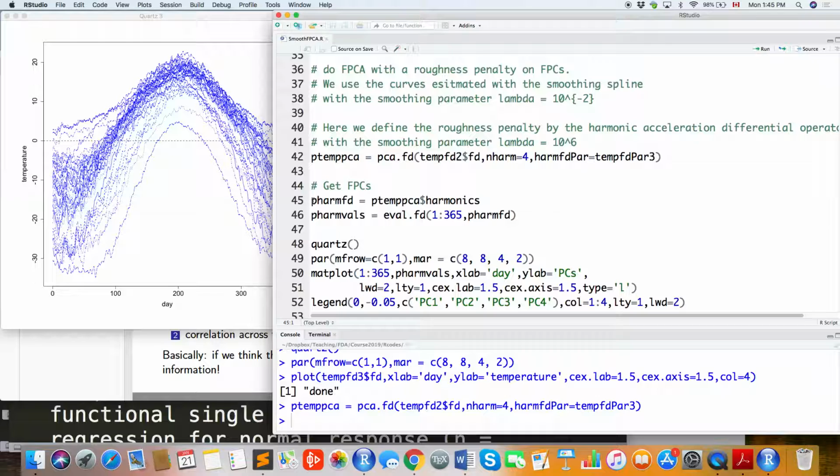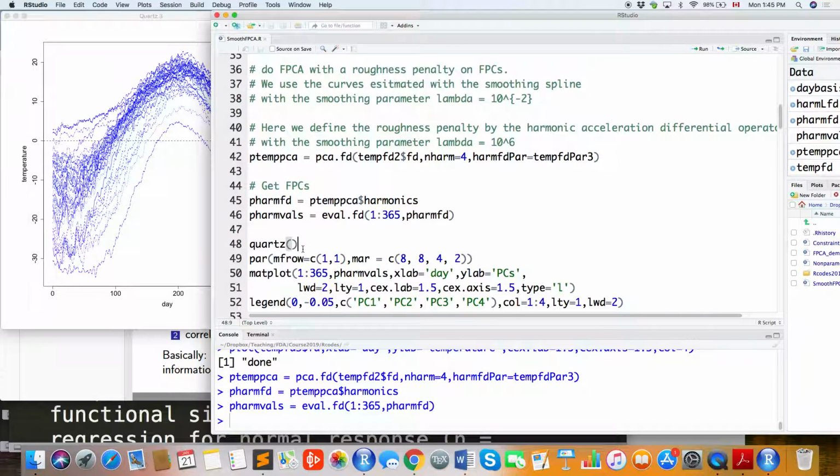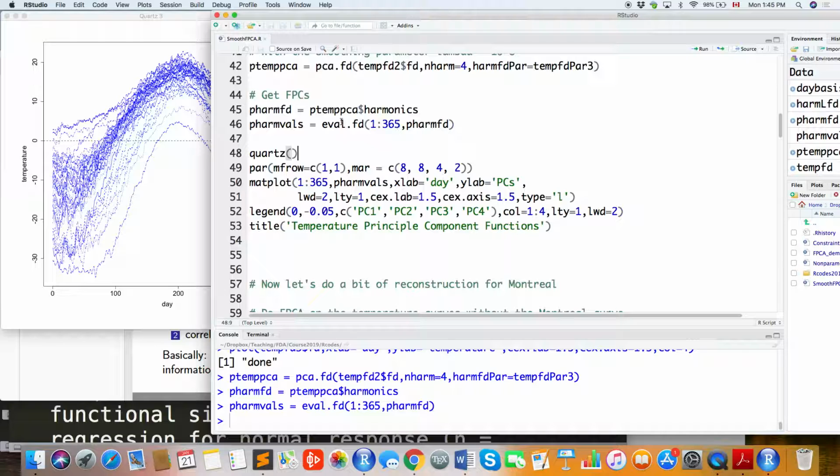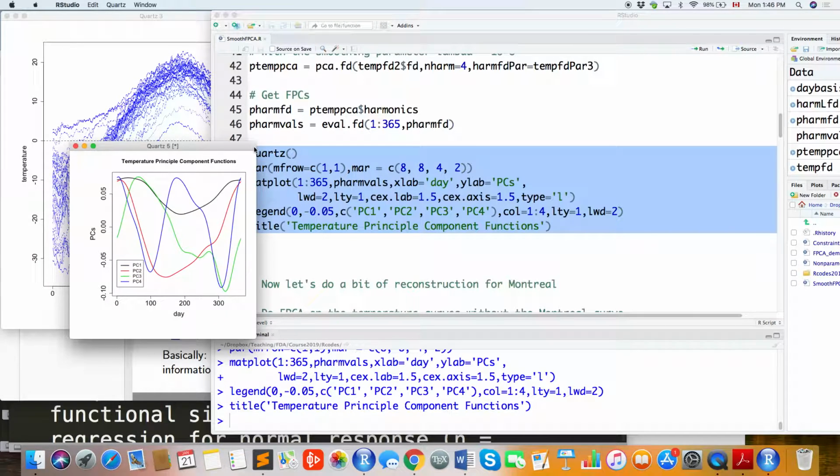And I get the principal components, which are called harmonics in the package. Then I evaluate these FPCs on the time points 1 to 365, and I plot these FPCs. Okay, so this is the estimation.